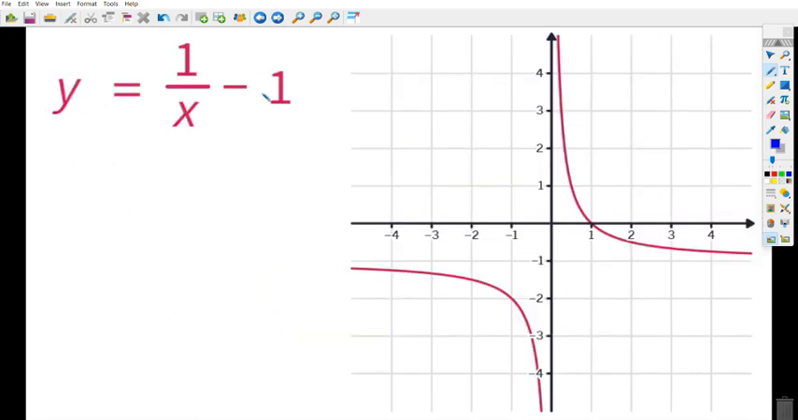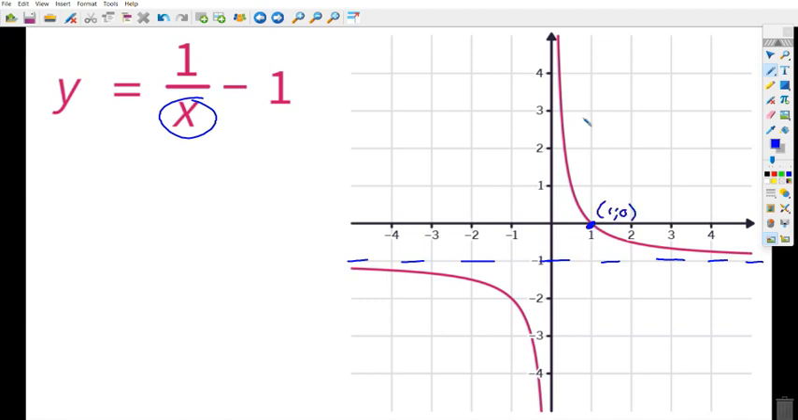Now looking at my hyperbola. That's a hyperbola. How do I know it's a hyperbola? 1 over x. And that's how we draw it. And there's my asymptote at -1. And that point over there we've got as 1 and 0.